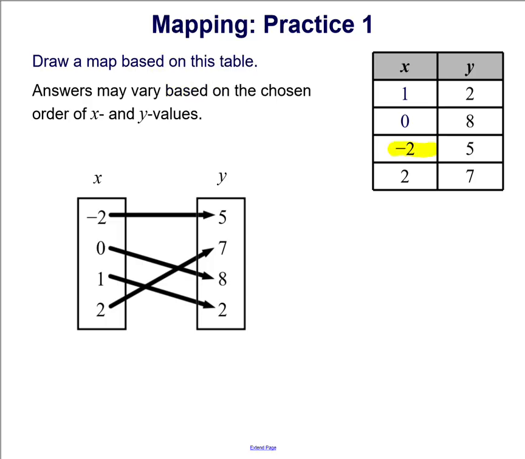So here we have negative 2 and 5. And negative 2, there's an arrow going to positive 5. If I said negative 5, I meant positive 5, sorry. Let me try another. Let's take 0 and 8. Okay, so here we have 0. There's an arrow going to its corresponding y value, 8. Let's take 1 and 2. Here is the x value, 1. There's an arrow going to its corresponding y value, 2. And then finally, we have 2 and 7. So here's the x value, 2. There's an arrow going to its corresponding y value, 7. And this is what a mapping looks like.